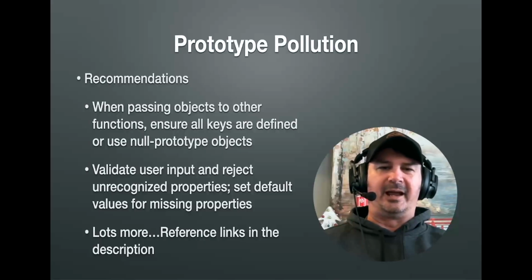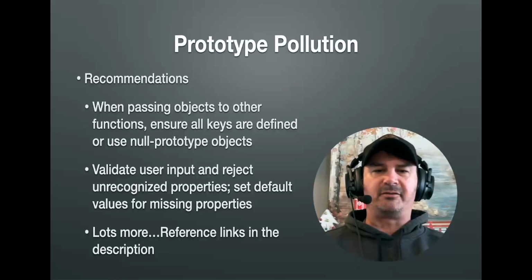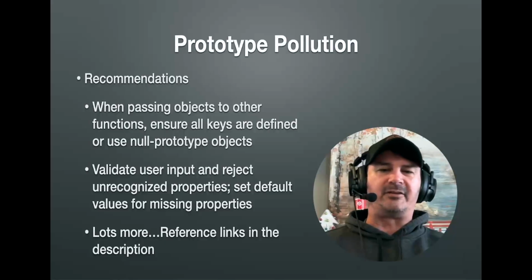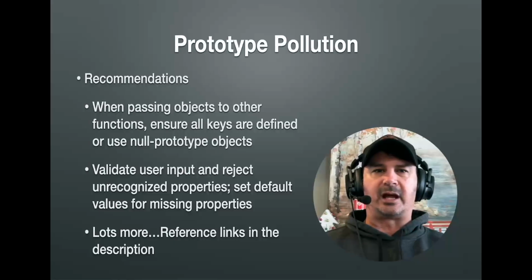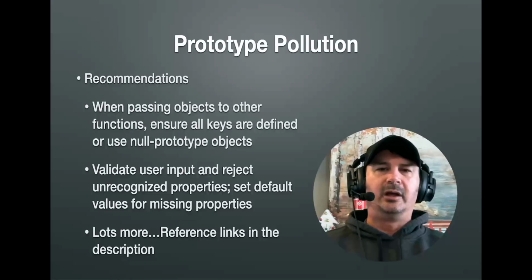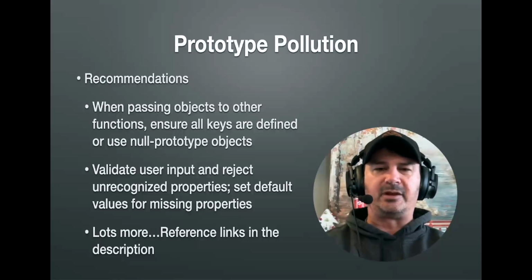Validate user input and reject any unrecognized properties, and use defaults for any missing properties. And like I said, there's a ton more. I can't cover it all in this video, but I'll link to the documentation and the Portswigger labs in the description box. I strongly encourage you, if you're looking to get into penetration testing, application security, bug bounty hunting, whatever, to take a look at those, and definitely something to get familiar with.